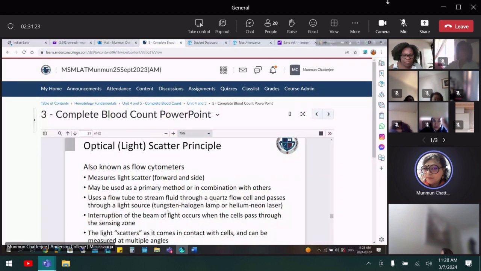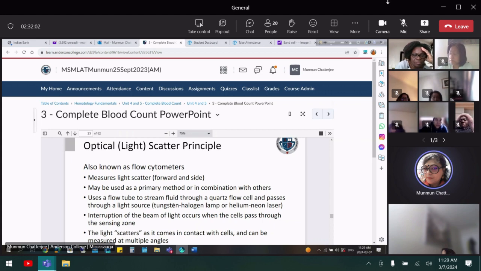At the same time as they are using electrical impedance or the signal, the automated counter also uses a scanning principle. How do they scan? Using an optical light source. The name is the flow cytometer. What is the optical light scanner principle? They use the flow cytometer. Cyto means cells, meter means count, flow means flow of light. So it measures light scatter, how much light is passing through, forward to side.